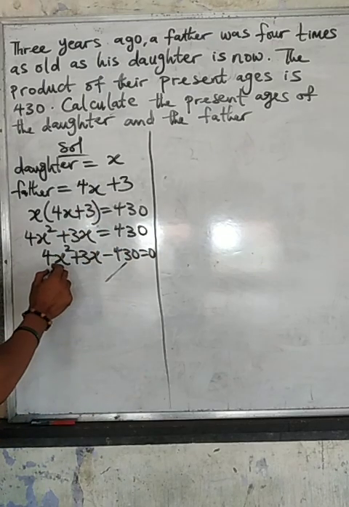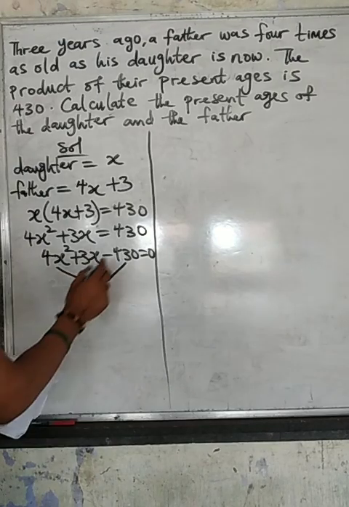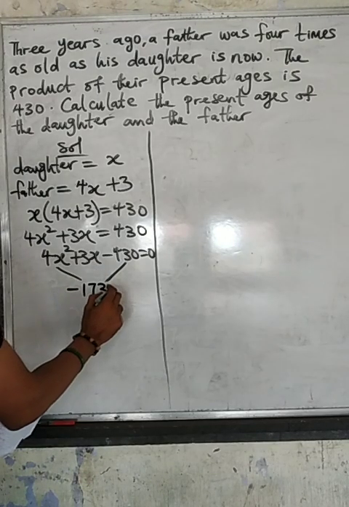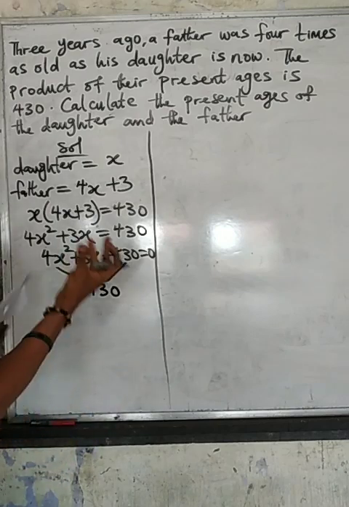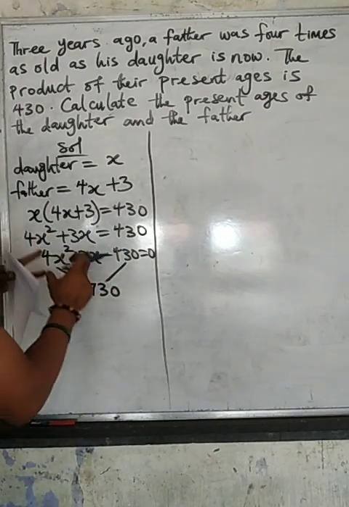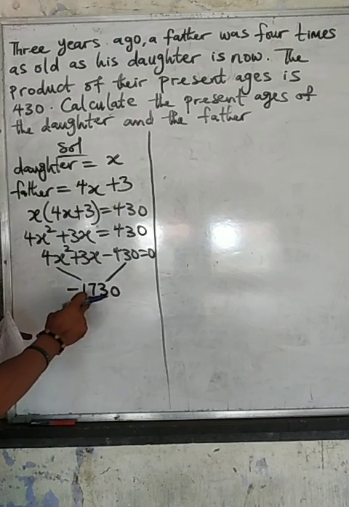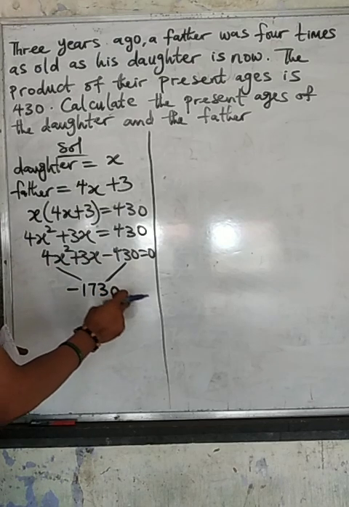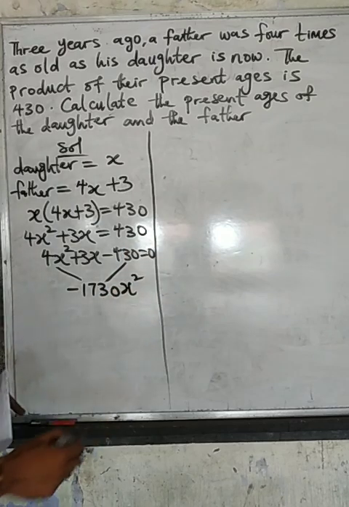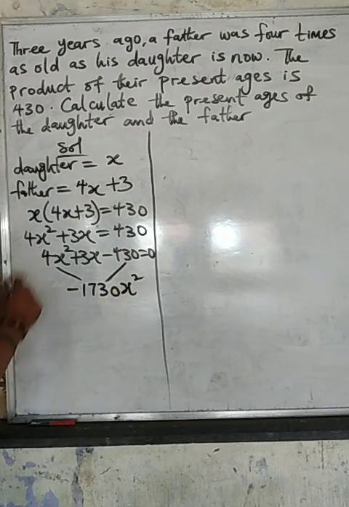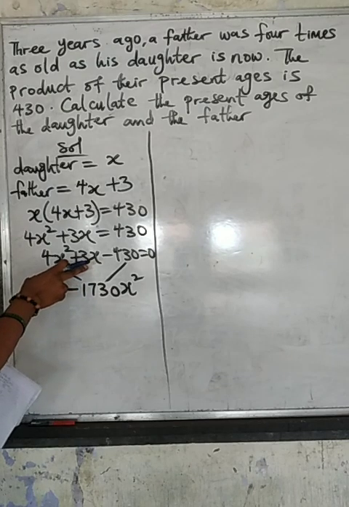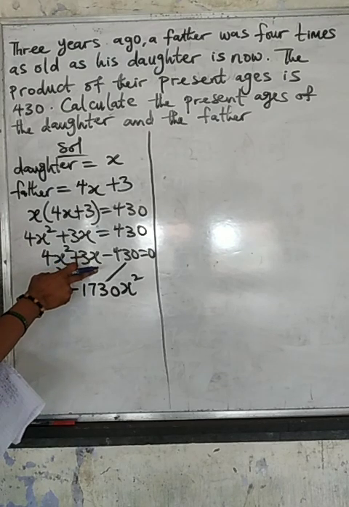So by the time I multiply this and this together, it's going to result to minus 1,730. Now we look for the two factors in such a way that when you multiply them together, it will give you minus 1,730. Of course, we have the x squared here. So x squared. And when you sum them together, it must give you the b, which is 3x. It must give you the one in the center.